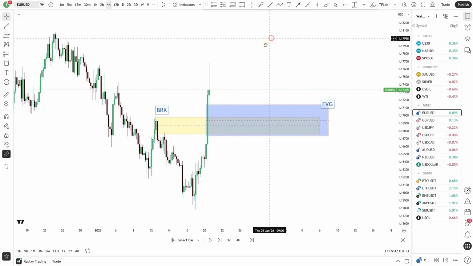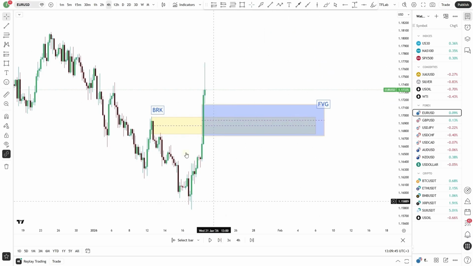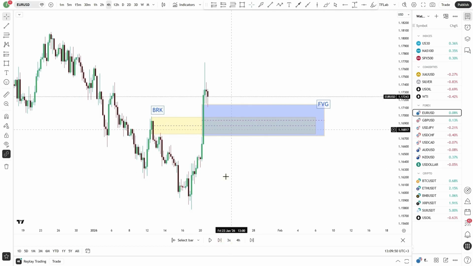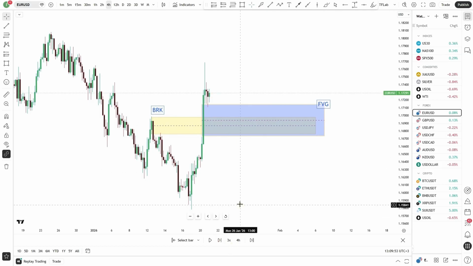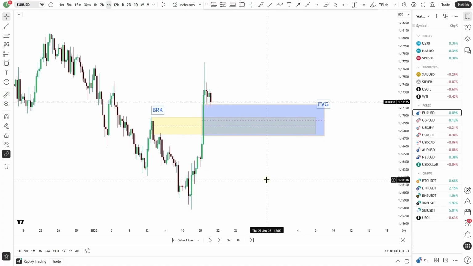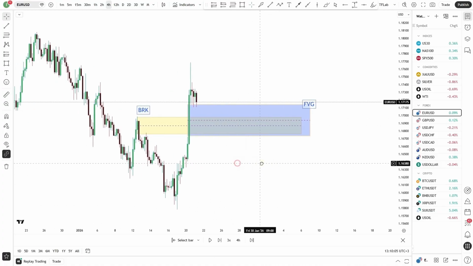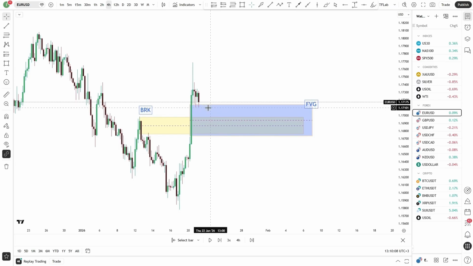Now my unicorn pattern has formed, and I'm waiting for the price to reach the zone. Actually, I'm waiting for my breaker to be retested so I can take an entry from it. Now, my entry is also limited to the FVG zone, and I know I can enter here with a bit more risk. It touched the FVG zone.